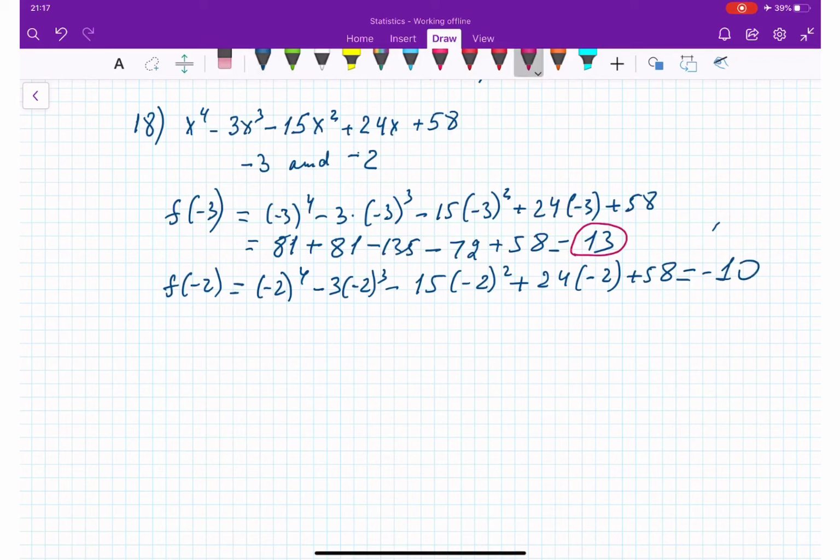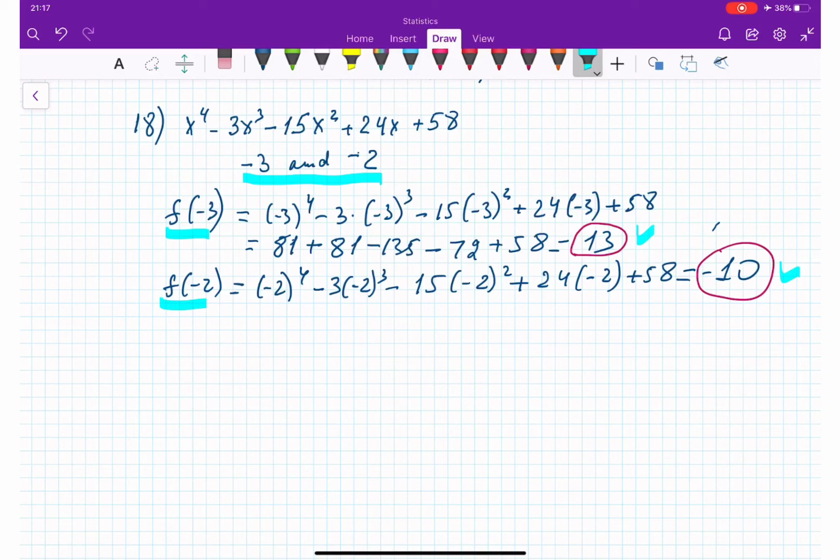So what did we get? We get one positive, one negative. That means since the y values, which are f of -3 and f of -2, have opposite signs, positive and negative, there is a zero of the polynomial between the points -3 and -2.